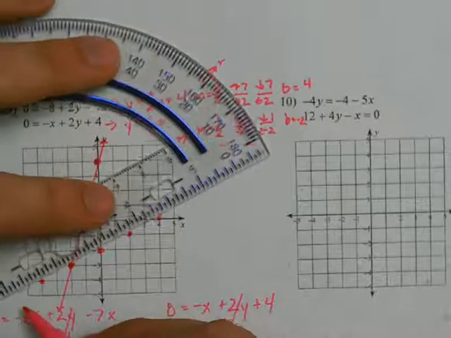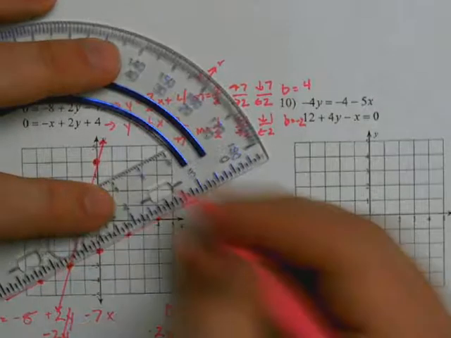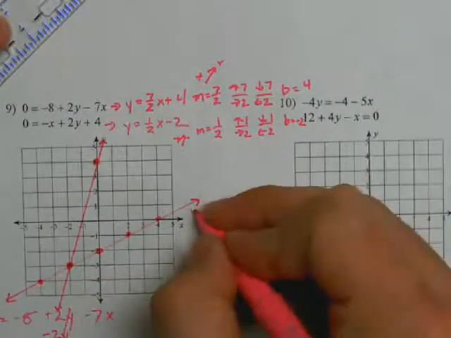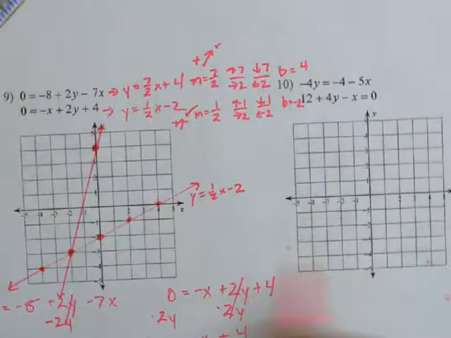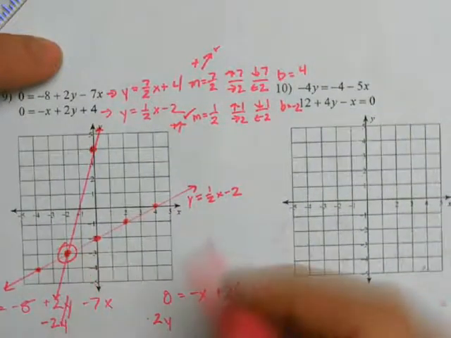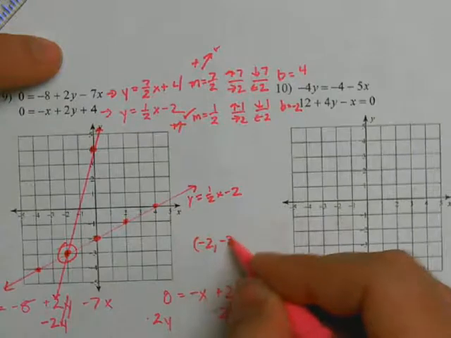So then from there, with our handy dandy protractor, we graph our line. We label the line, y equals 1/2 x minus 2. And then we check. Yes, it's going up. Now, identify the intersection. It would be -2, -3. And that is our final answer.